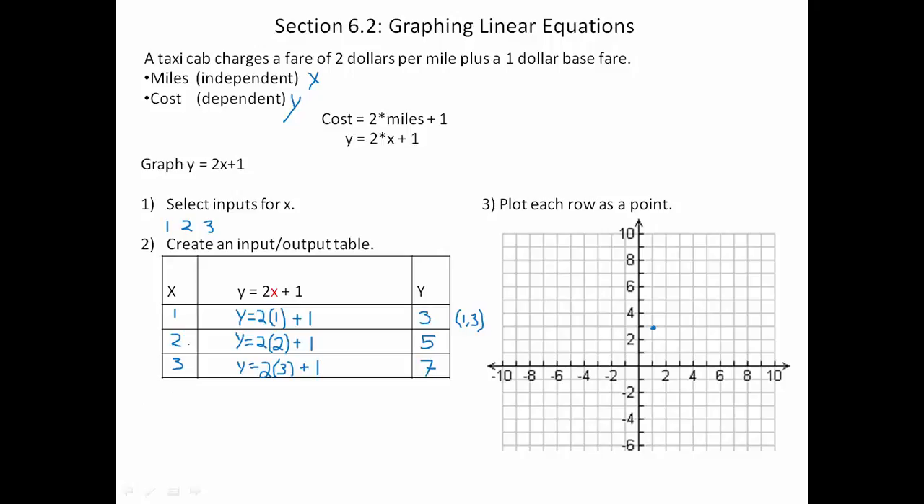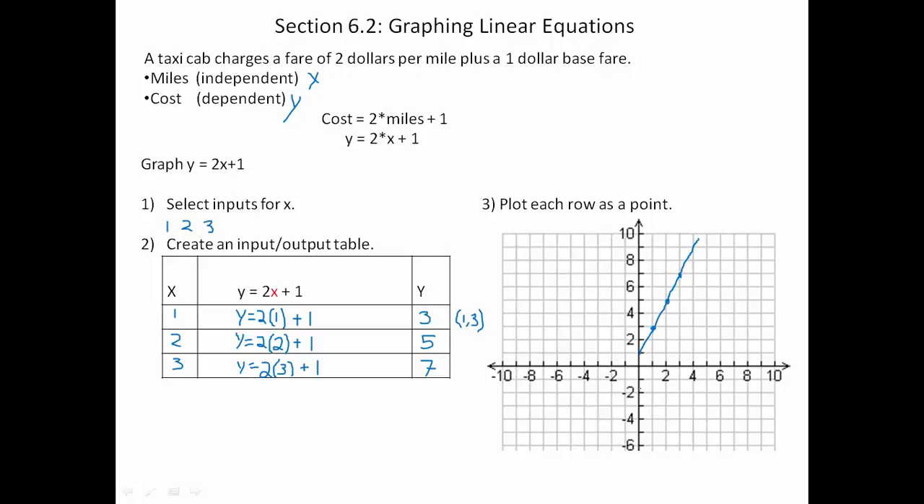The next row is 2 for x and 5 for y. So I'm going to go over 2 and up 5. And then the last one is 3 for x and 7 for y. So I'm going to go over 3 and up 7. And as you can see, those 3 dots line up nicely. They make a nice straight line here. And that's the line that goes with this equation.